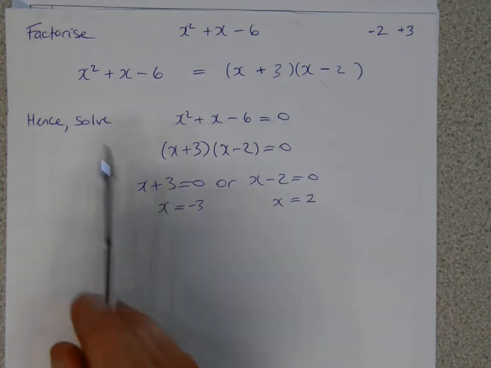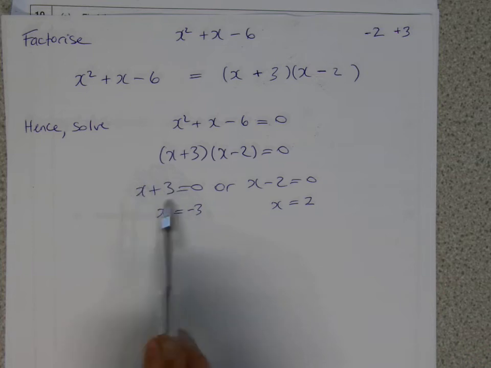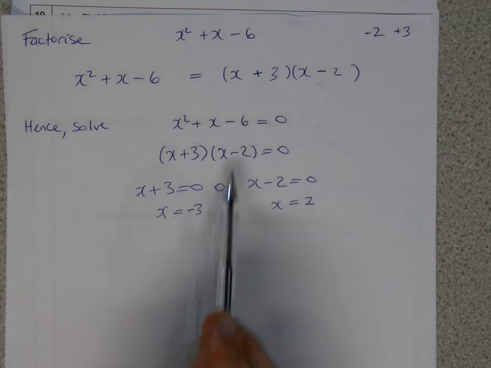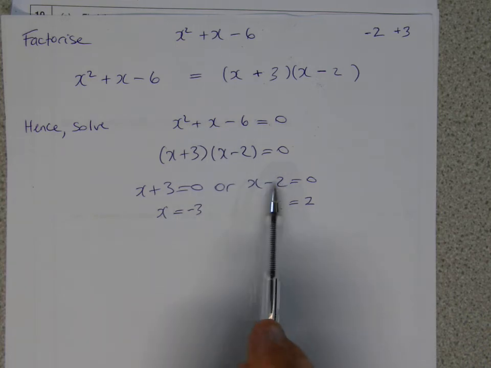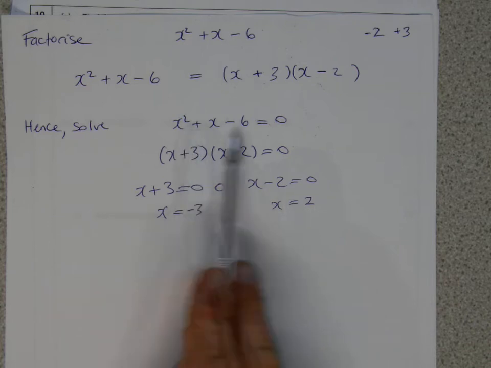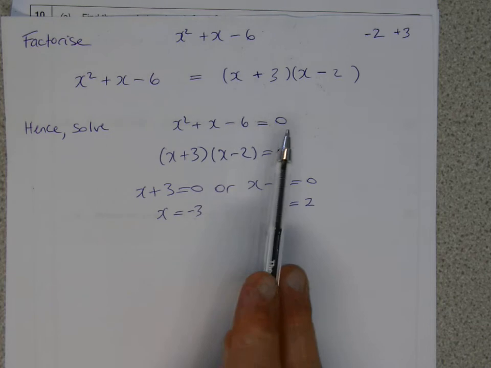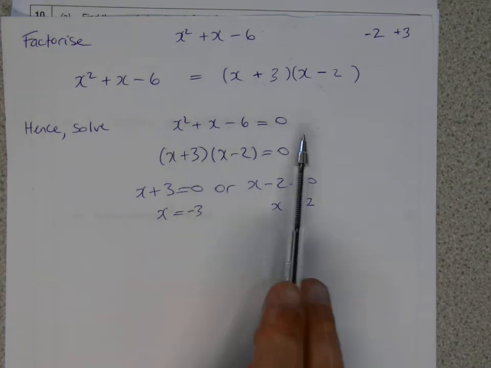So it's important when we go back to this question now to realise that if this is a factor, we can put it equal to 0 to get the value of x, so that this value of x will satisfy this equation. Same here, this is a factor, take that minus 2 over to get 2. This value of x will satisfy this. In other words, if I put minus 3 in here, I get 0. If I put 2 in here, I get 0.